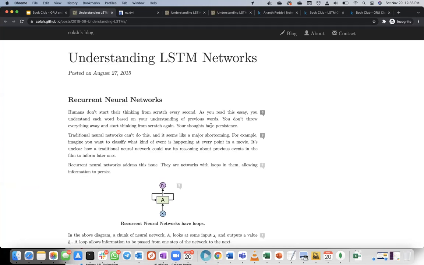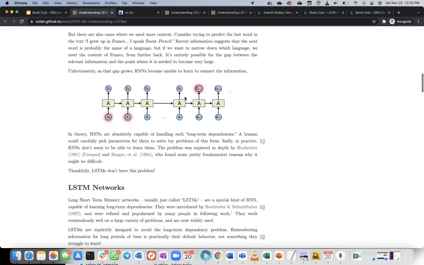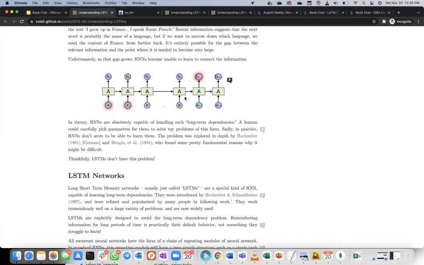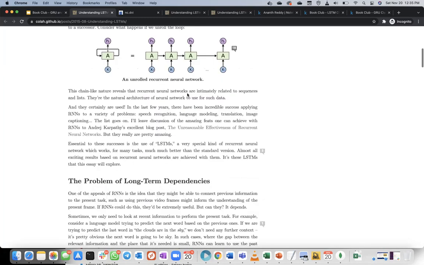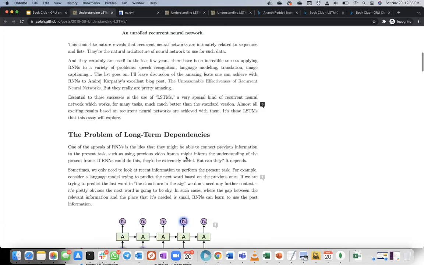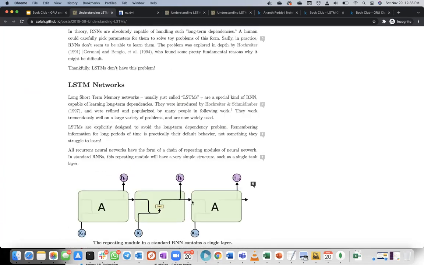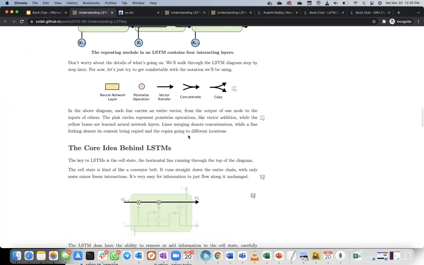This blog I'm showing on screen was written in 2015. This is where I learned how one cell of an LSTM works and how each cell carries and propagates the information. He explains it really nicely. He starts from what RNNs are and the drawbacks of long-term dependency in RNNs, and where the LSTM comes into the picture, how these LSTM cells work, and the idea behind them.